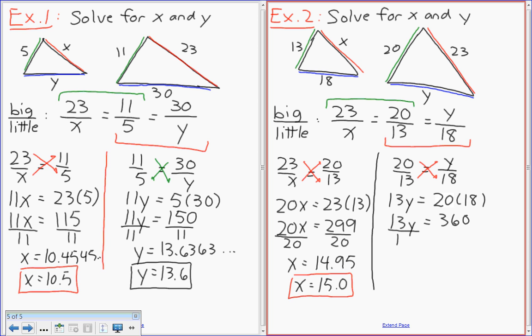All right, Matt, next step's going to be divide by 13 and divide by 13. Matt, can you give me the answer, please? 27.692307 dot dot dot. When you round, the 9 is going to carry up to a 7, so y equals 27.7. And there we go.